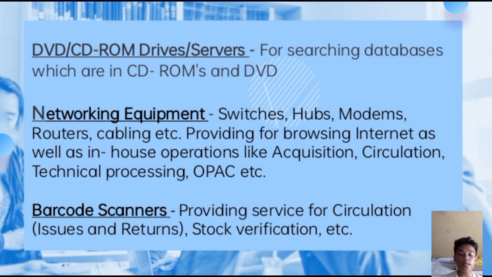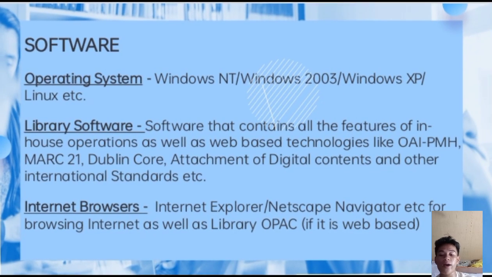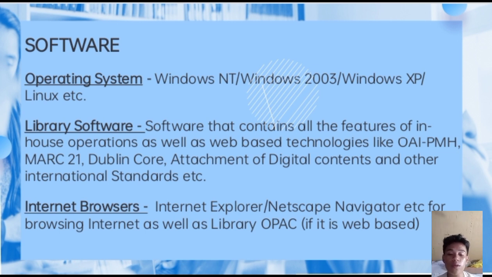Providing for browsing the internet as well as in-house operations like acquisition, circulation, technical processing, and OPAC, etc. Barcode scanner, providing service for circulation, issues and returns, stock verification, etc. And the software: operating systems, Windows 2003, Windows XP, Linux, etc. Library software that contains all the features of in-house operation as well as web-based technologies like OAI-PMH, MARC 21, Dublin Core, attachment of digital contents and other international standards, etc.